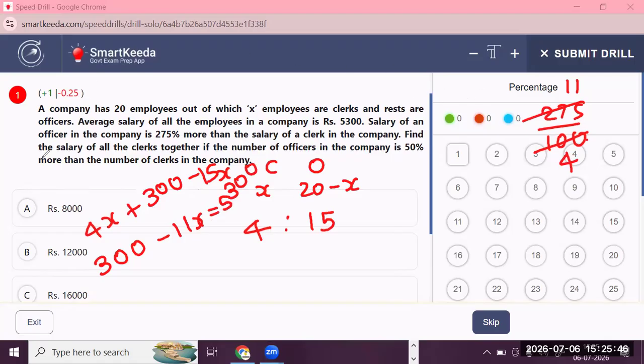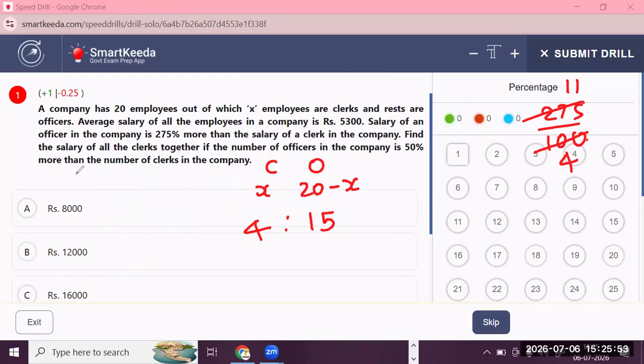ओके, गलत किया, उल्टा करना चाहिए. ऑफिसर की सैलरी बड़ी नहीं, पहले रखना चाहिए. माइनस 15x प्लस 4x is equal to 5300. Correct?